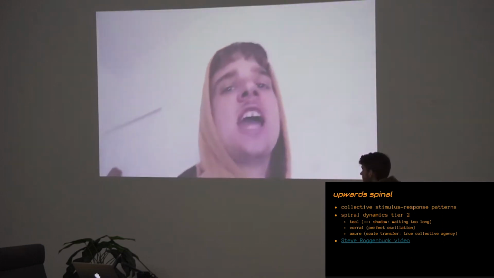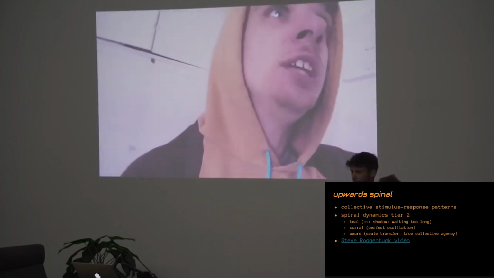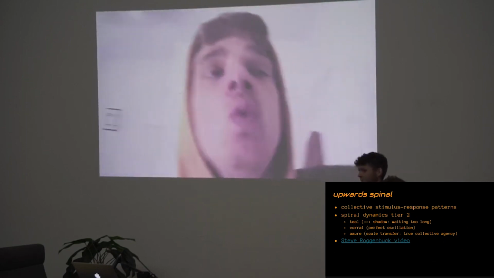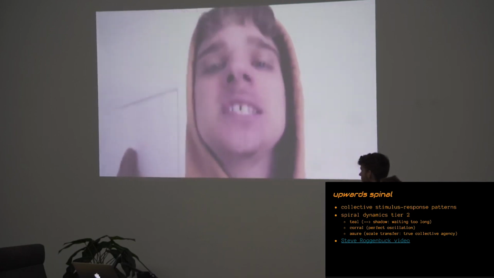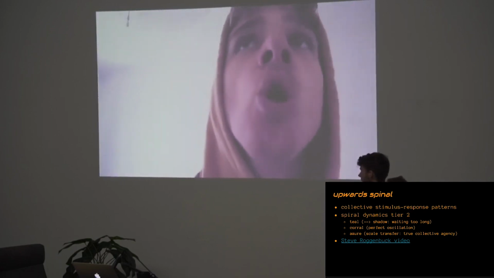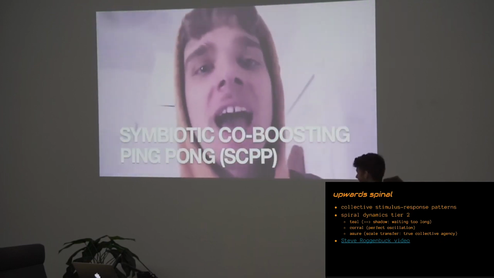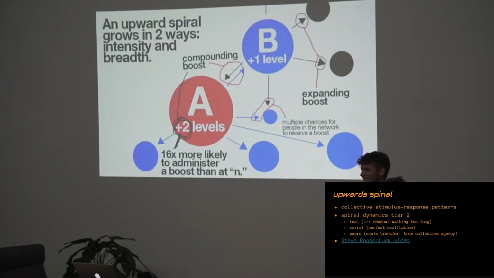Whether those people around person A are receiving what's simply called a mood-altering boost, a MAB, or something as profound as a paradigm-altering boost, what people are calling a PAB, they are going to be at a higher level. And while they are at that higher level, they are more likely to send out their own boost. What this means is that person A is more likely to receive another boost. Ping pong boosting system, a symbiotic co-boosting ping pong, as sometimes ping pong gets thrown in there in any order, but when those people are boosted by person A around them, they also have their own social network, so they're not just going to boost back person A, they are also going to send a boost to those around them.